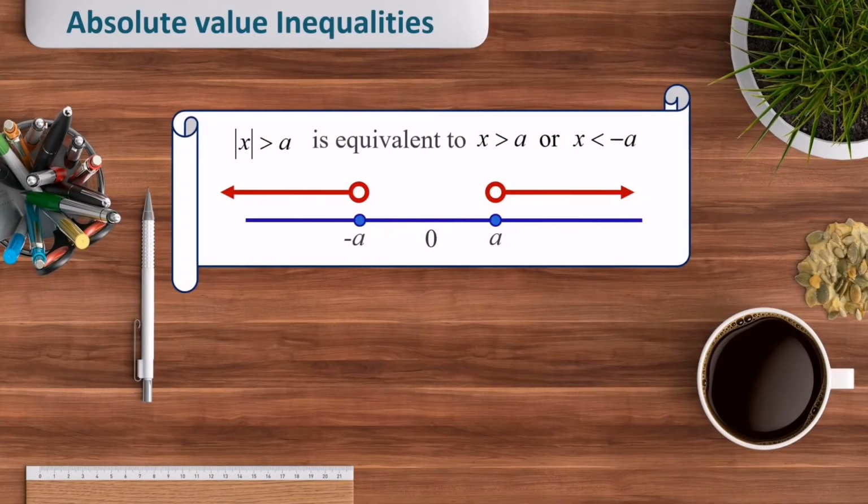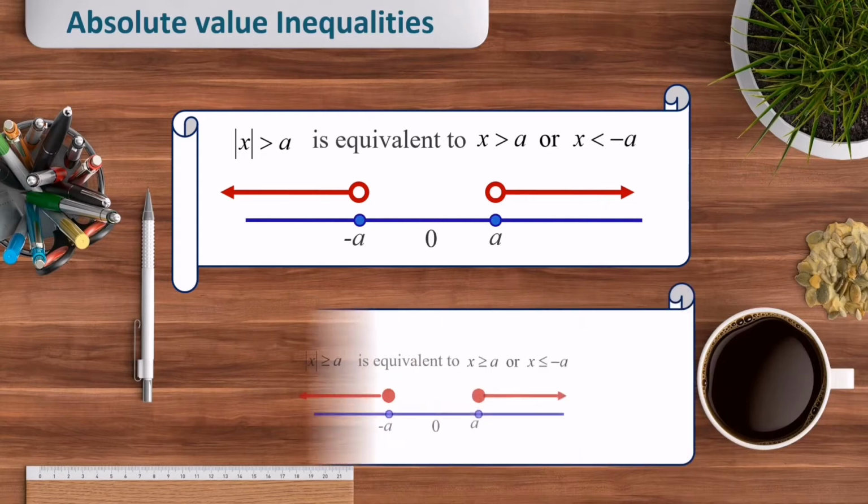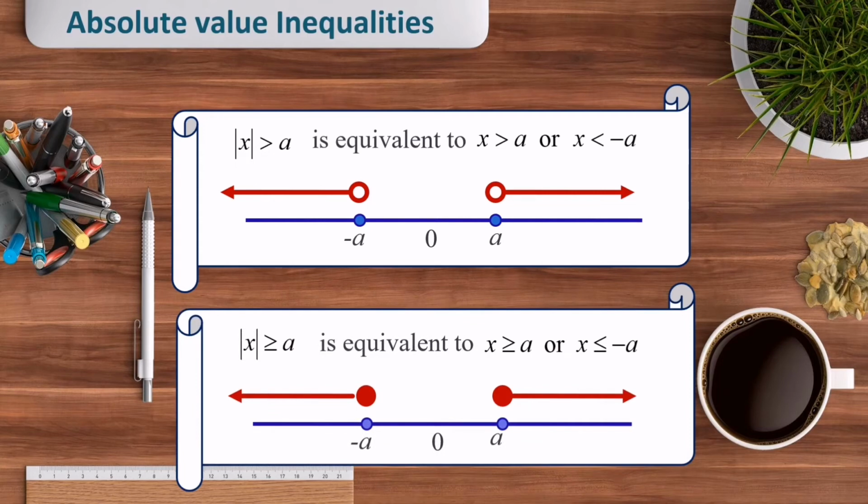The third one, absolute value of x more than a is equivalent to x more than a or x less than negative a. The fourth one, absolute value of x more or equal to a is equivalent to x more or equal to a or x less or equal to negative a.